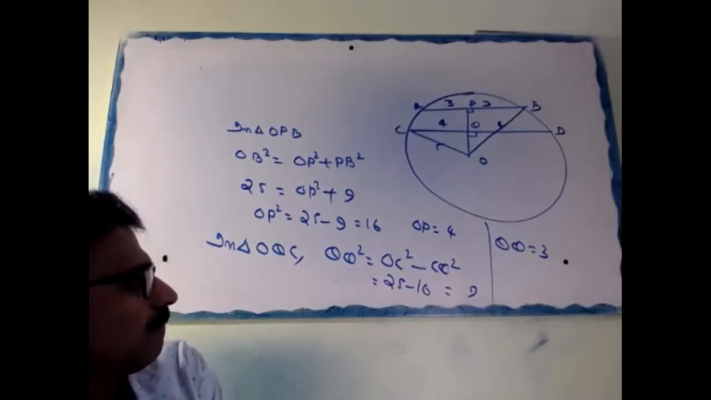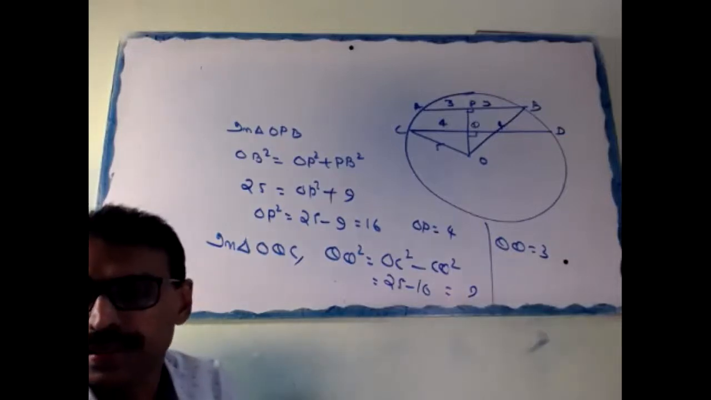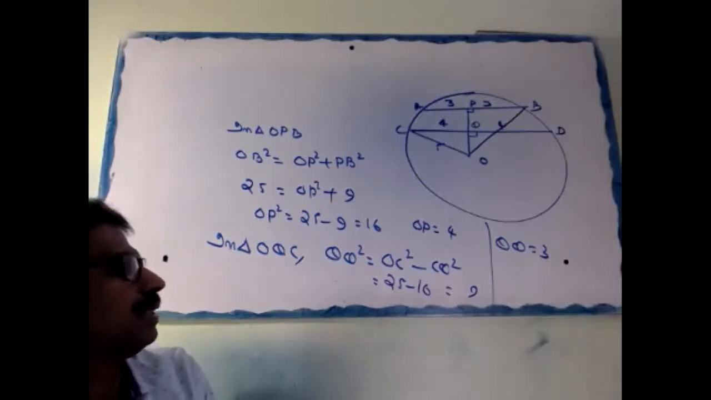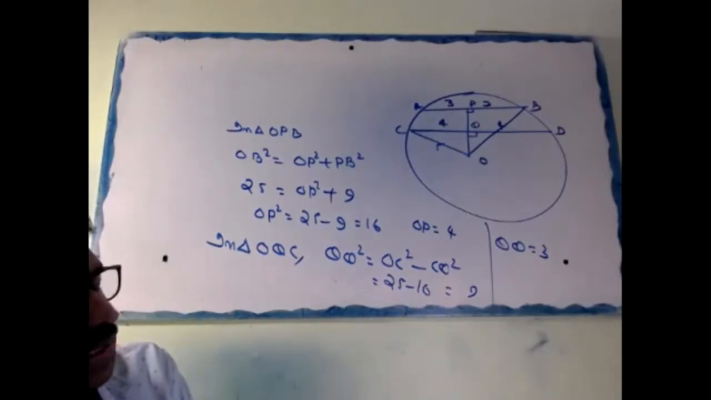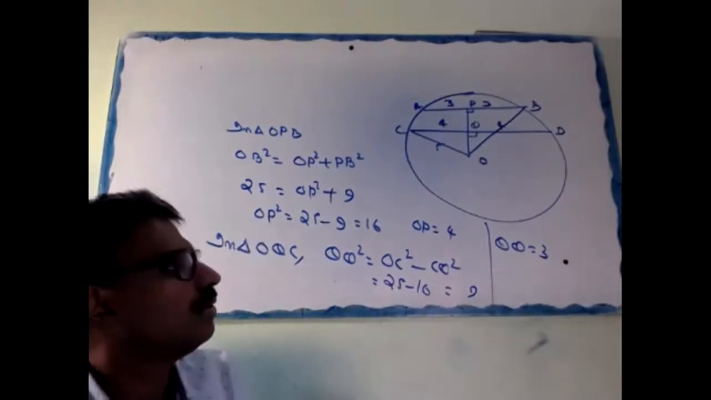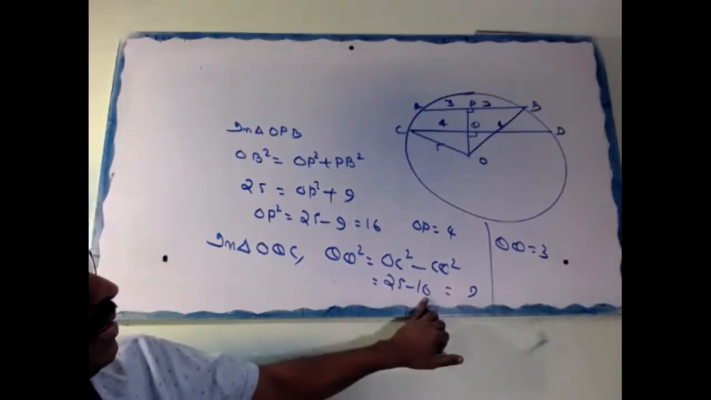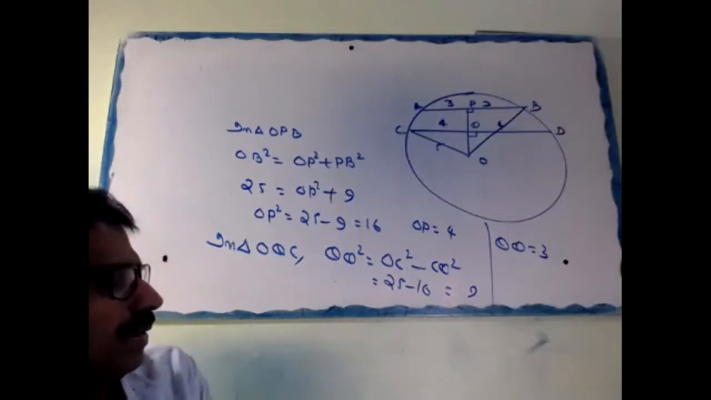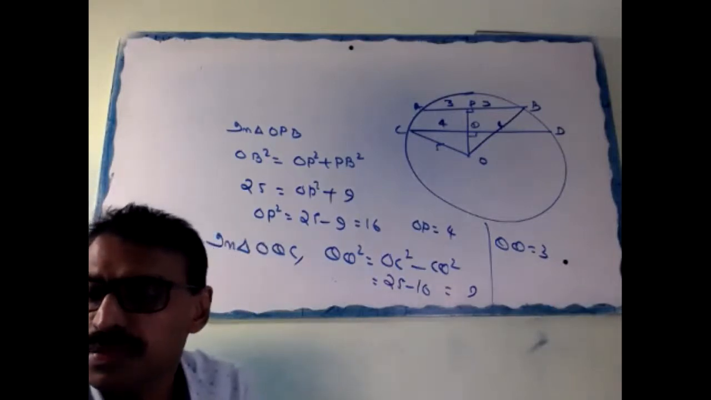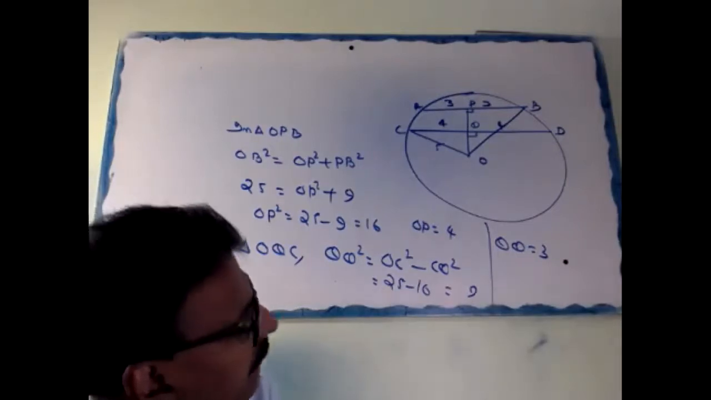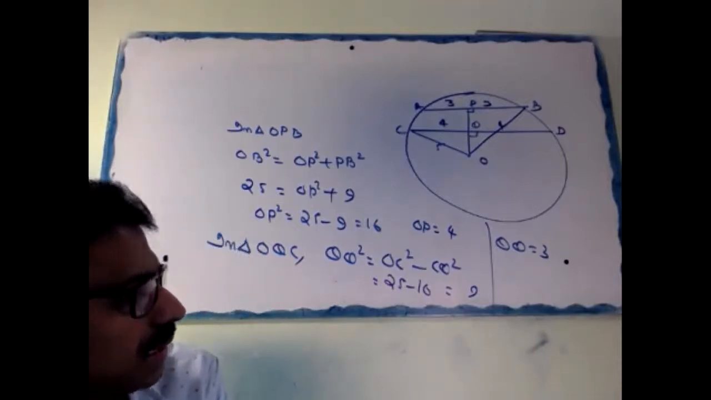Then, in triangle OQC, OQ square equal to OC square minus CQ square. Don't memorize this one. Look at the figure and write. OC square minus CQ square, that is 25 minus 16 because CQ is 4, equal to 9. Hence, OQ equal to 3. Therefore, PQ equal to 4 minus 3 equal to 1.